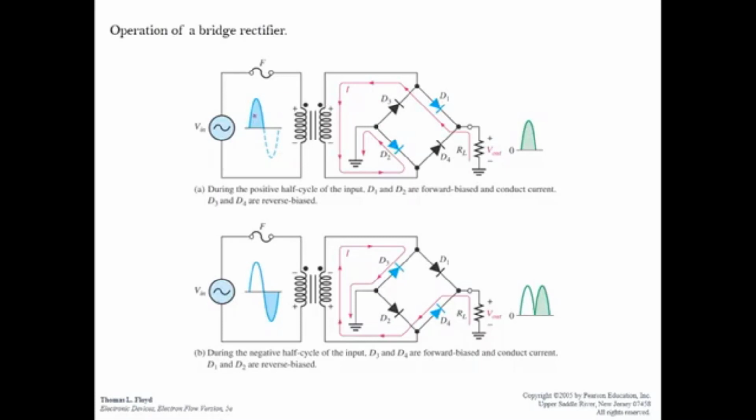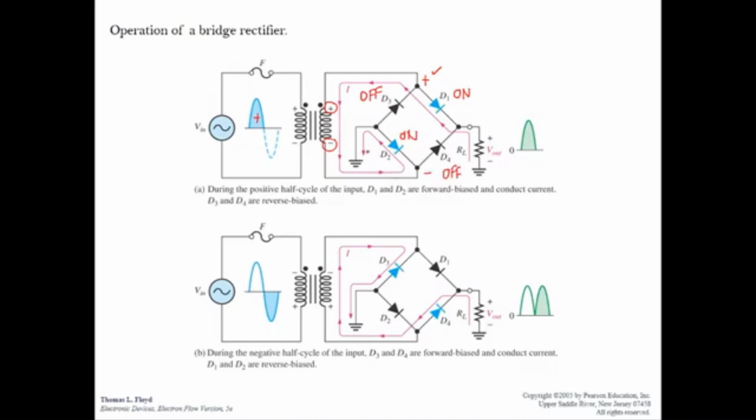The first picture shows the condition where the input is at the positive half cycle. So here this is positive at the primary, so this is positive, this is negative. Since this is positive, D1 is on because of the positive at the anode, and D3 is off because of the positive at the cathode. D2 is on because of the negative at the cathode, and D4 is off because of the negative at the anode.